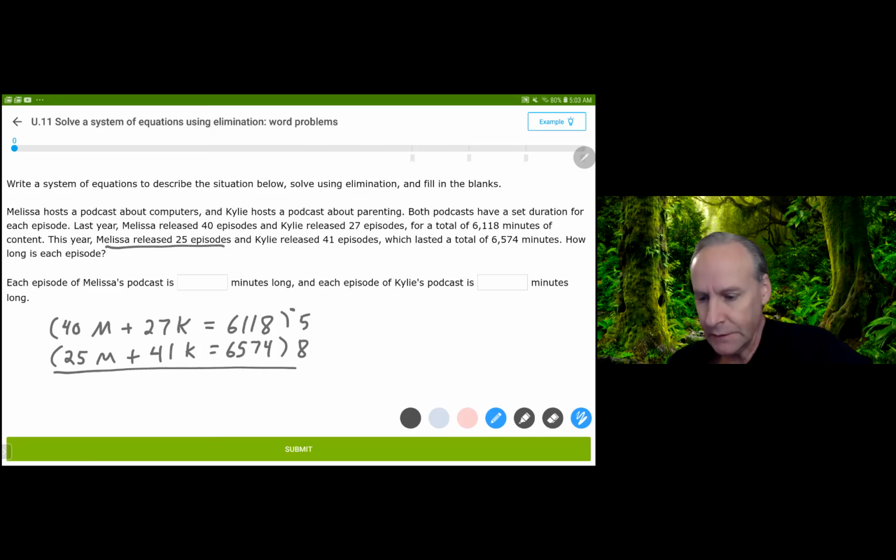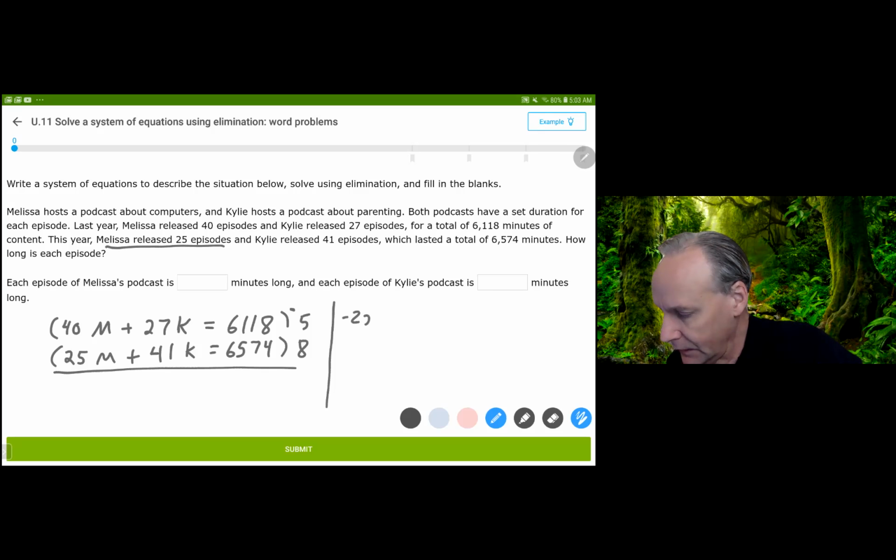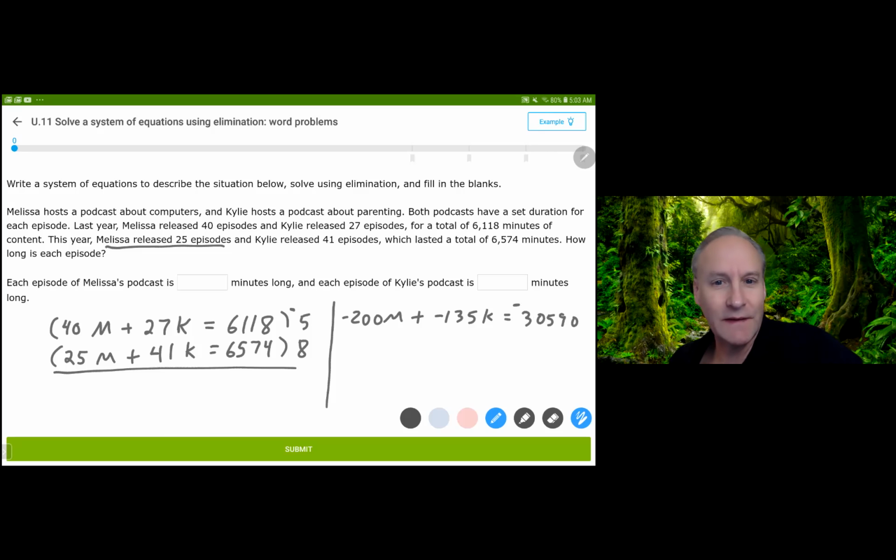5 times 6118 is going to give me 30,590. So I end up with negative 200m plus negative 135k is equal to negative 30,590. And that's also a negative. So lots of negatives going on there.